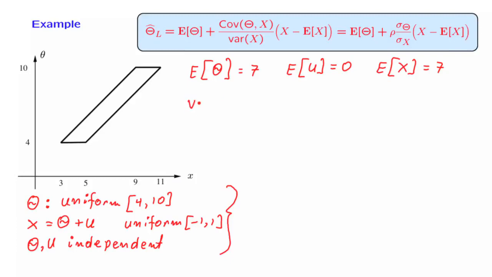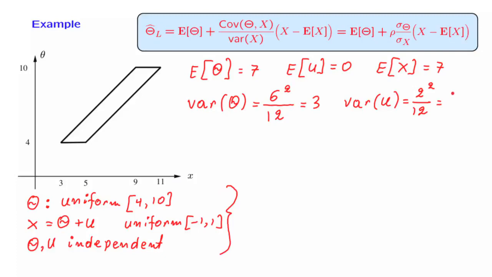Let us now look at variances. The variance of a uniform is equal to the square of the length of the interval on which the uniform is distributed, in this case it's 6 squared, divided always by a coefficient of 12. 6 squared is 36, so we obtain 3. The variance of u is determined by a similar formula, except that now we have an interval of length 2, so we obtain 2 squared over 12, and this is 1/3.